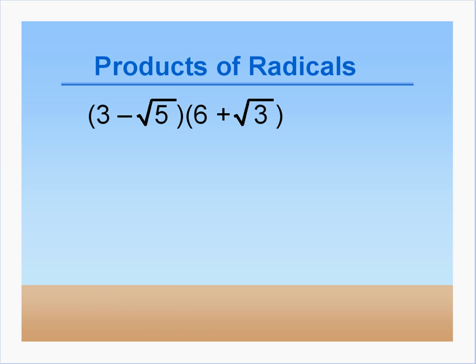Again, looks a little bit new, but it's not new at all because this is still the distributive property. This 3 needs to be multiplied by both terms. So 3 times 6 is 18. And then 3 times root 3 is 3 root 3. And now we're going to multiply this negative 5 times both terms. And we get negative 6 root 5. And then here, these are both square roots, so we can multiply, and that's negative root 15. And there's no simplifying we can do here, so that is our final answer there.